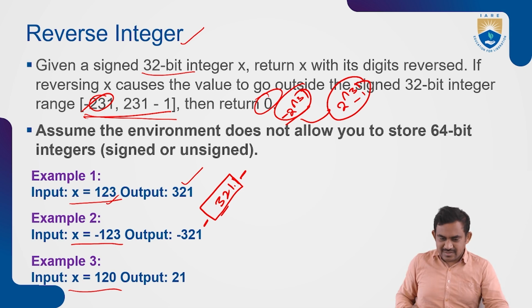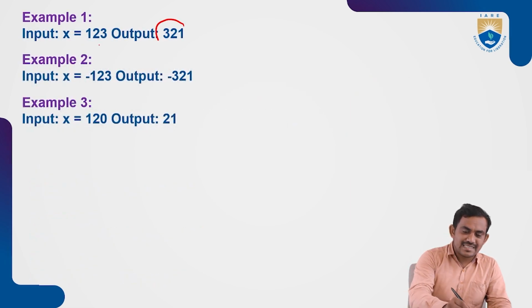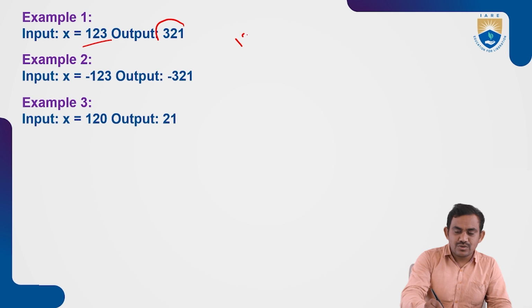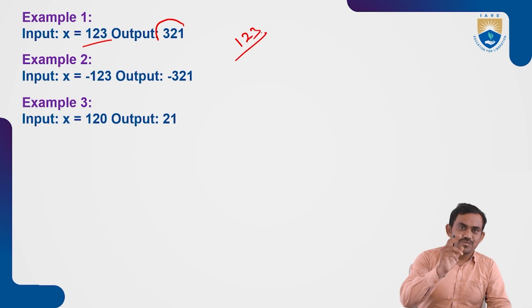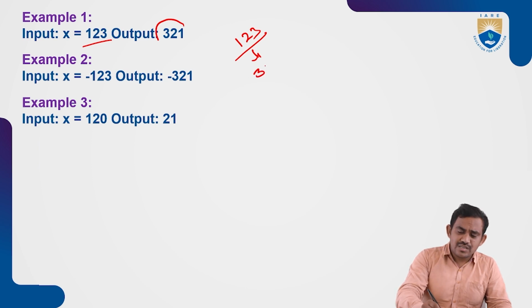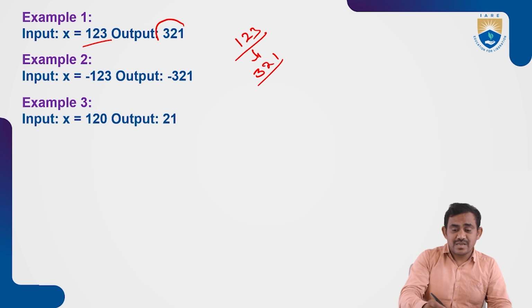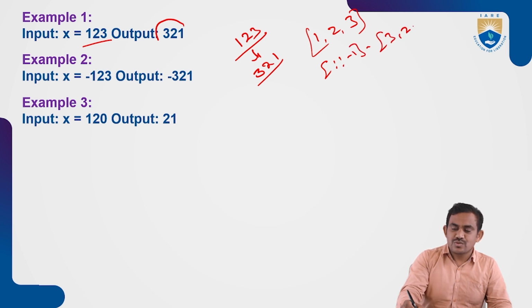So we'll discuss it one by one now. First, he gave one number, 123. Then your aim is to reverse it. Reverse means 3, 2, 1. If the same number were in a list, 1, 2, 3, then reverse means colon minus 1, and we get 3, 2, 1.